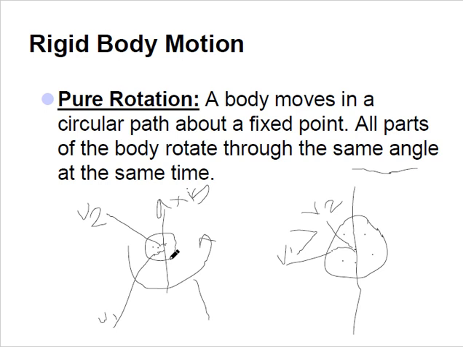Examples like your ceiling fan, yeah? Previous example, rotating around the center. Your door swinging on its hinges. Your merry-go-round at a playground, yeah? So all of them are examples of pure rotation. Okay, the merry-go-round going around.